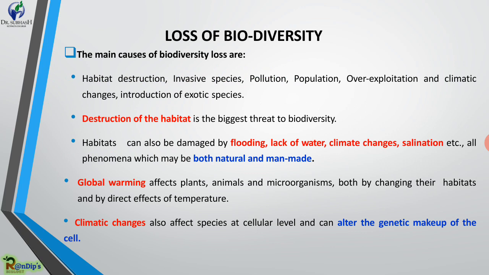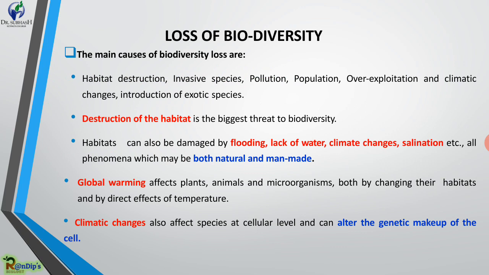Invasive species: some new species come in, like in our India, Prosopis juliflora, one foreign species, has come, and then it grows everywhere. It grows in saline areas, in nearby coastal areas, in forest areas, in villages and cities, everywhere Prosopis juliflora easily grows, and then native species are gone.